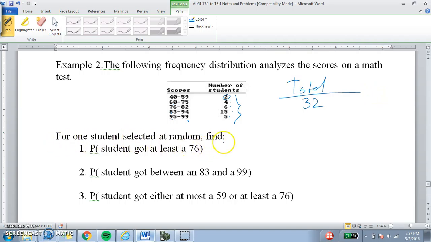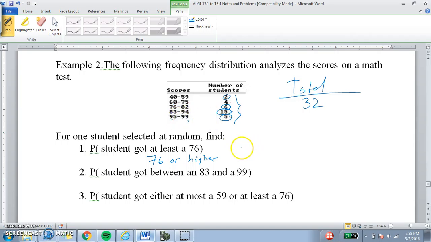So if we select a student at random, find the probability that a student got at least a 76. So that means they got a 76 or higher. It says at least a 76. That means 76 is the minimum. They could have gotten higher than that. So we want all the scores that were 76 or higher. Well, these 6 kids got between a 76 and an 82. So those would work. And then we want to figure out all the kids that scored higher than that. So these 15 kids scored higher than that. These 5 kids scored higher than that.